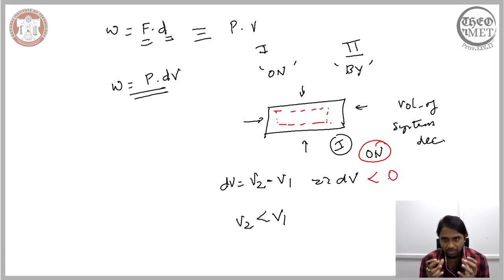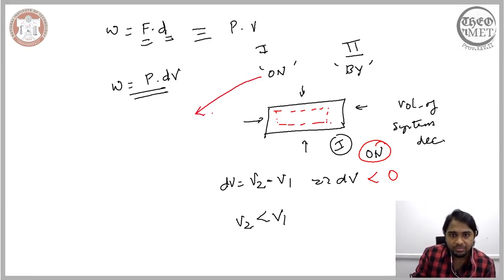So when you do work on the system, the volume changes, and the difference between the final volume and the initial volume is negative, because the final volume is smaller than the initial volume. And the pressure, again, is a constant. We are applying a constant pressure, assuming it's a simple system. So whenever we do work on the system, since this term here is less than 0 or negative, the work done is also negative.